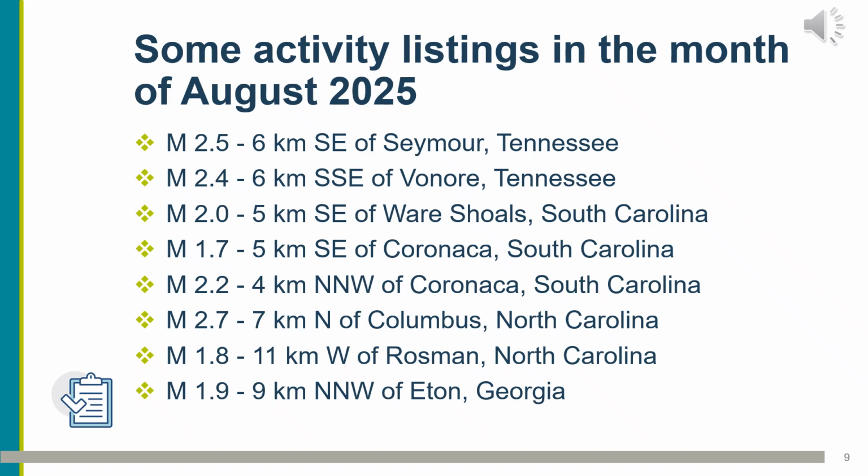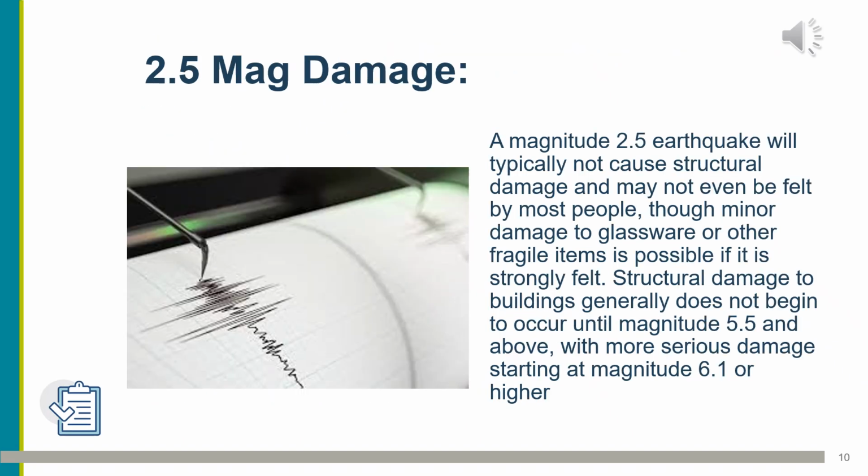This was one month. Now look at the ones that were magnitude 2.5. That's kind of the break line. Usually anything less than 2.5, you don't even feel it, but after that you can kind of feel the earth moving. So again, a magnitude 2.5 earthquake will typically not cause any structural damage. It may not even be felt by a lot of people. But there's still the fact that some minor damage to glassware or other fragile items is possible. Structural damage to buildings generally does not begin to occur until magnitude 5.5 and above.